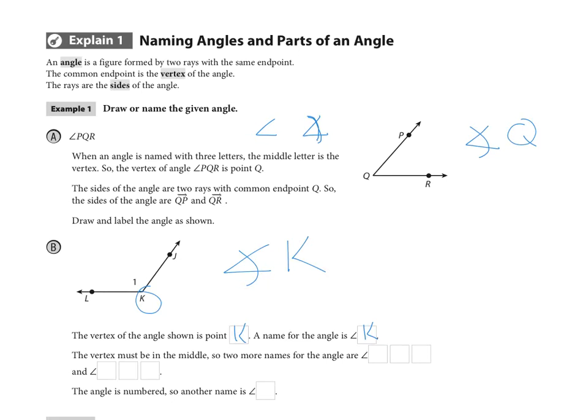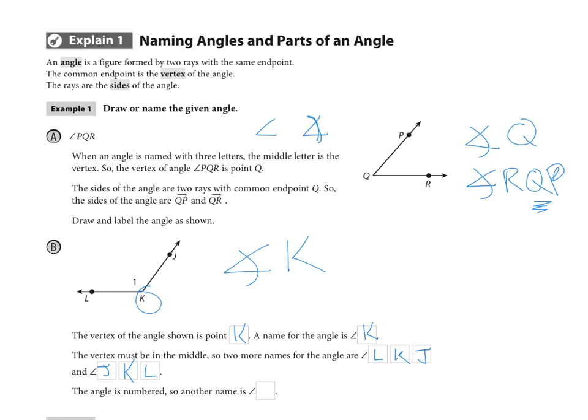The vertex has to be in the middle, so let's put the K in the middle for both of these. But in this case, we could go LKJ, or we could reverse it, and we could go JKL, okay? So this one could not only be PQR up at part A, but it could also be angle RQP. Remember, the most important thing is just that the vertex is in the middle, okay?